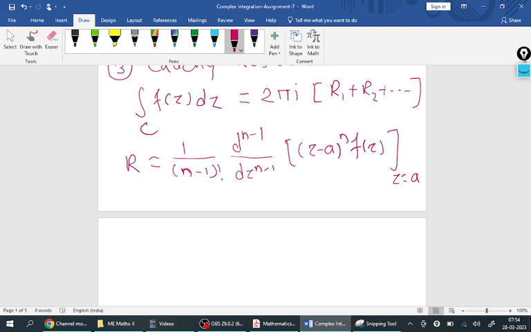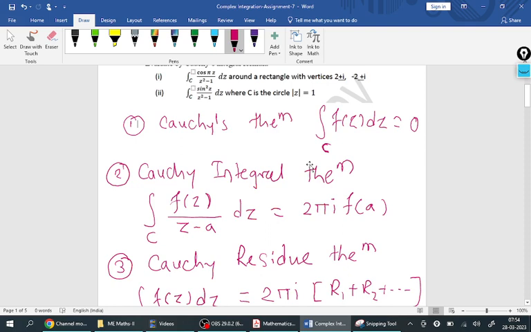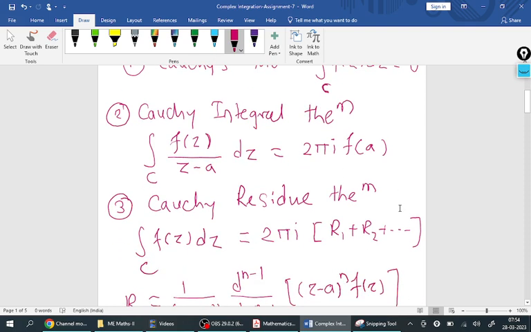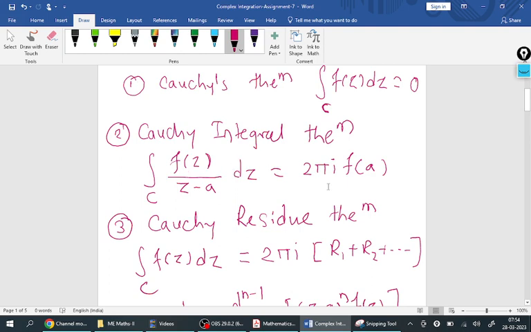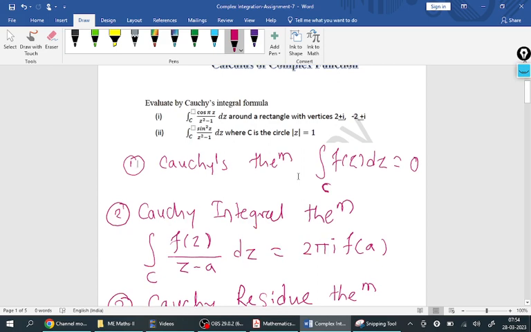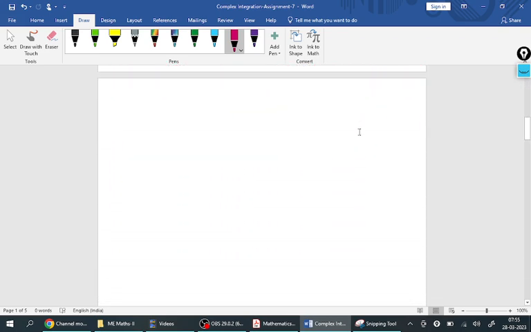So these are the three theorems that we have. I suggest you focus mainly on Cauchy's theorem and the Cauchy residue theorem. That is enough to solve all the examples. Yes, you can solve an example by the integral theorem whenever we have a simple pole. So the choice is yours. So let me do the first question, where we integrate cos pi z upon z square minus 1 over a rectangle. So we'll come to the first example here.